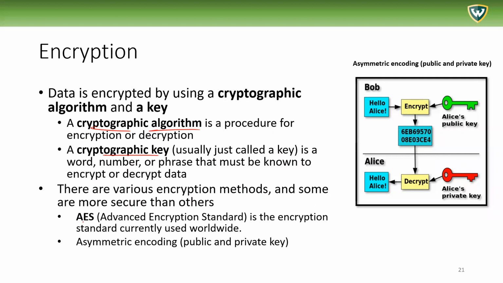There are various encryption methods and some are more secure than others. One of the main standards is AES, the Advanced Encryption Standard, used currently worldwide. Also very common is a type called asymmetric encoding, which uses a public and private key, which is kind of like having two different passwords to both encrypt and decrypt.